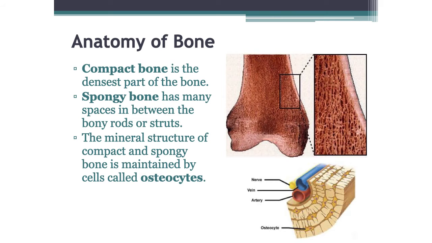Now with a bone, compact bone is the densest part of the bone. Spongy bone is going to have the spaces between it, and the mineral structure of compact and spongy bone is maintained by cells called osteocytes. Now you've heard that term osteo. We hear it with osteoarthritis, osteoporosis, and we'll get into those later on in the unit. But osteocytes are the cells that make up the structure.